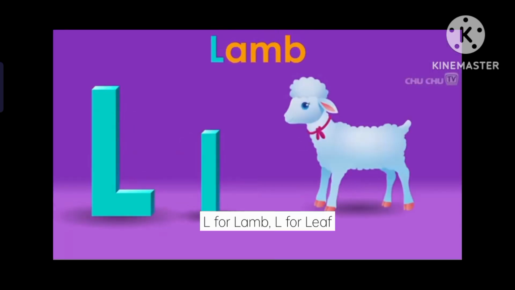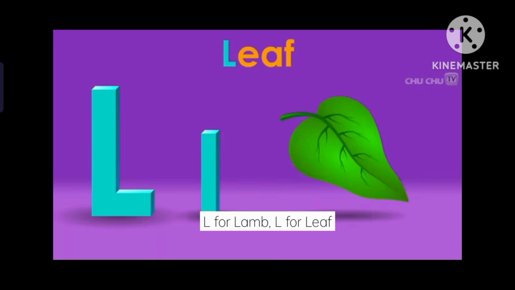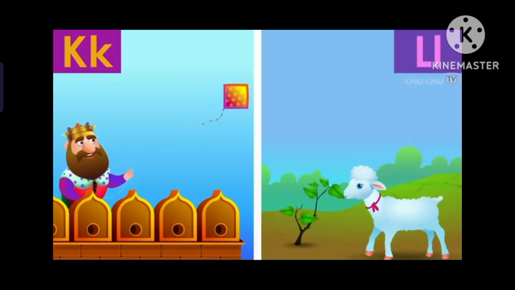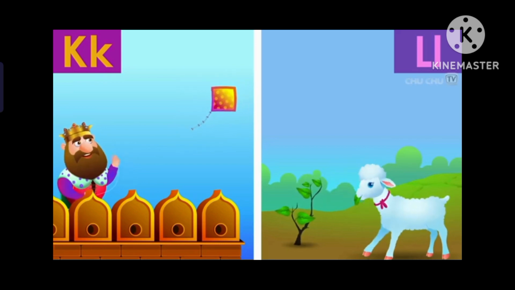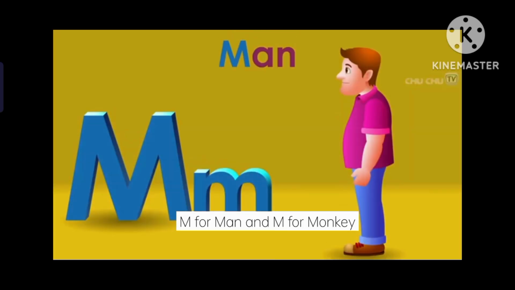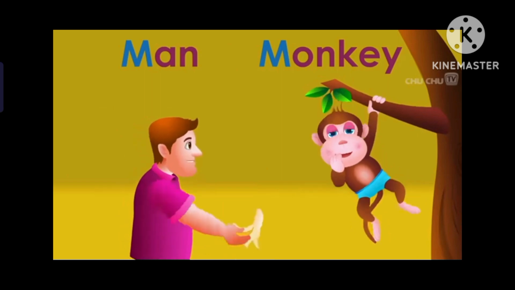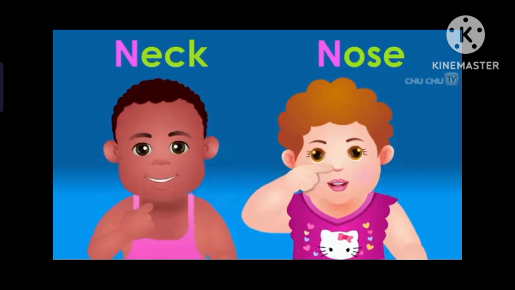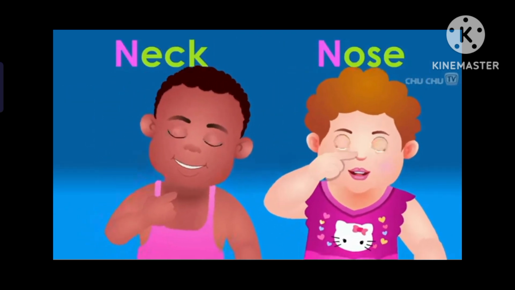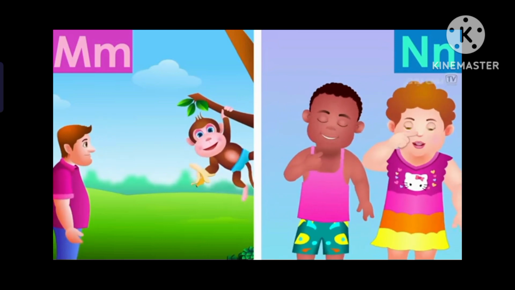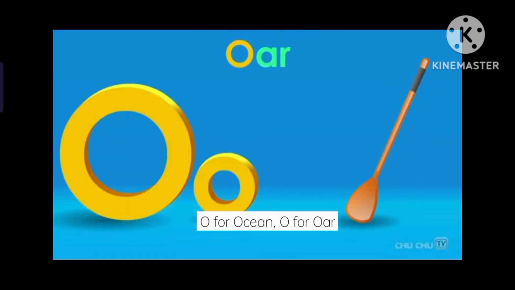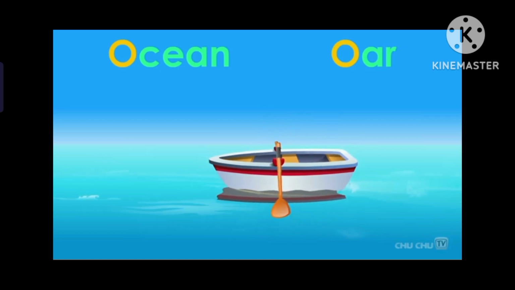L for lamb, L for leaf. M for man and M for monkey. N for neck, N for nose. O for ocean, O for oar.